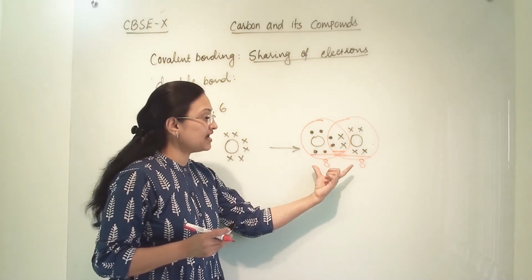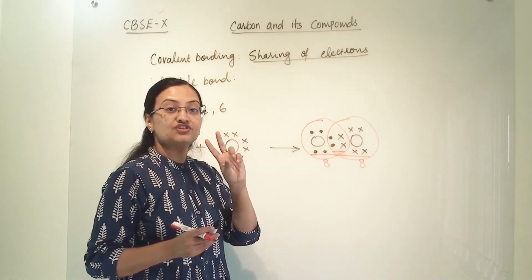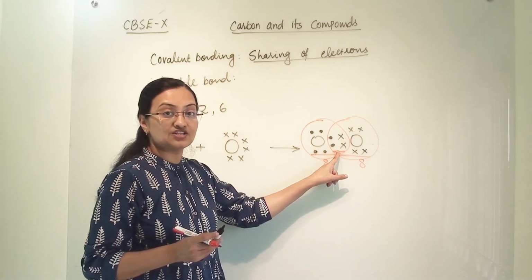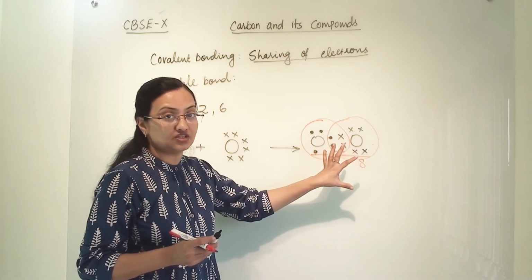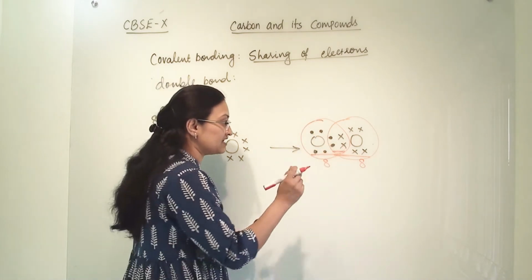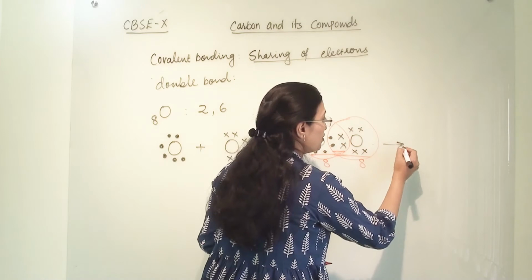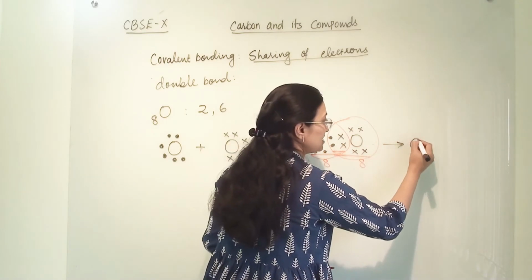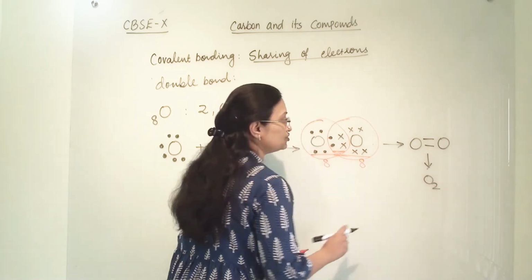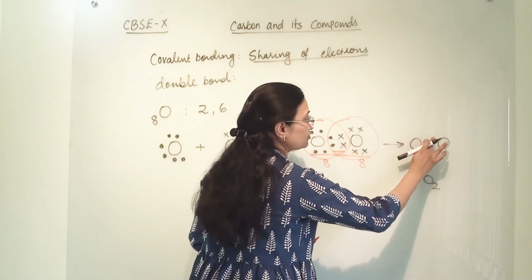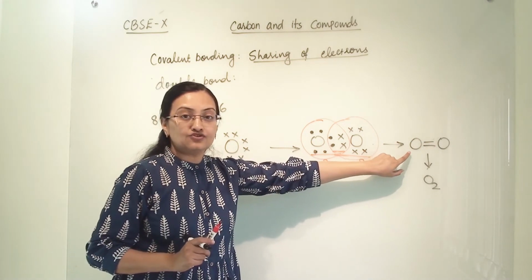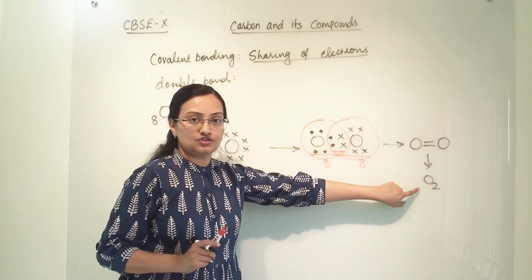So they have shared how many electrons? They have shared 2 electrons. We have to show it here as 4 because they are sharing 2 electrons with each other. So in turn we are showing in between 4 electrons, but they are sharing 2 electrons. So when they are sharing 2 electrons, they will form double bond, and in turn it will make oxygen molecule. So in oxygen molecule there are 2 covalent bonds.